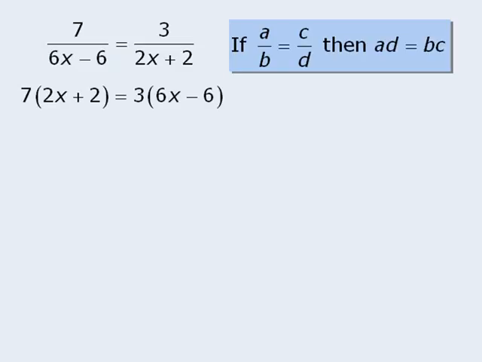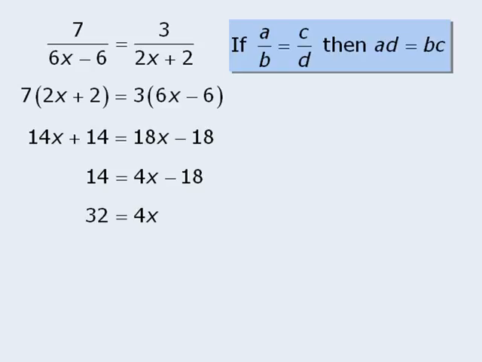At this point, we have a nice equation that we can solve for x. First, we'll expand the left-hand side, and then we'll expand the right-hand side. Then we can subtract 14x from both sides, and now we can add 18 to both sides. Finally, when we divide both sides by 4, we get the solution x equals 8.